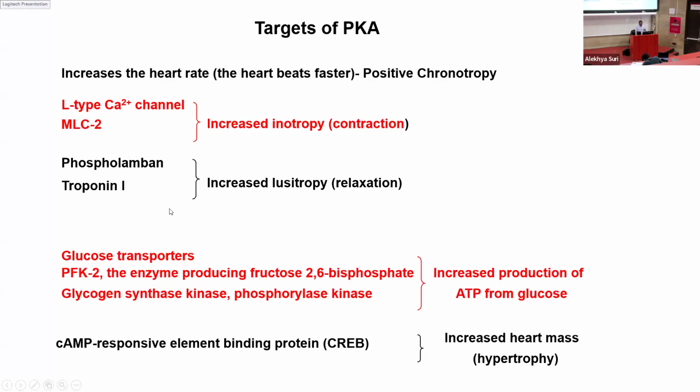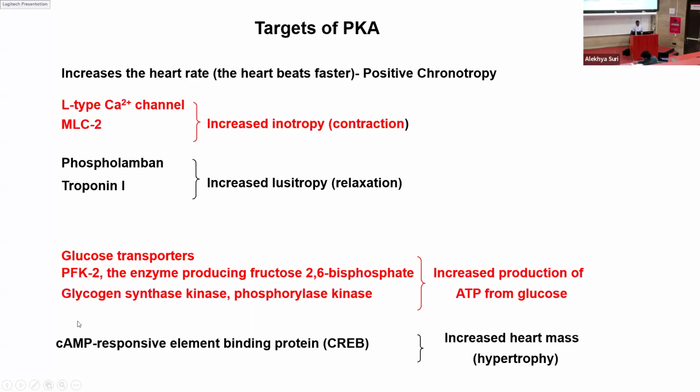And troponin I, as I said before, is an inhibitor of the tropomyosin activation, and once it is phosphorylated, it's going to increase the lusitropy, or the relaxation. So both phospholamban and troponin I phosphorylation will increase the lusitropy. So by PKA activation, you will see an increased heart rate, an increased rate of contraction, and an increased rate of relaxation. So your heart will function much faster and the pumping will be much faster too.